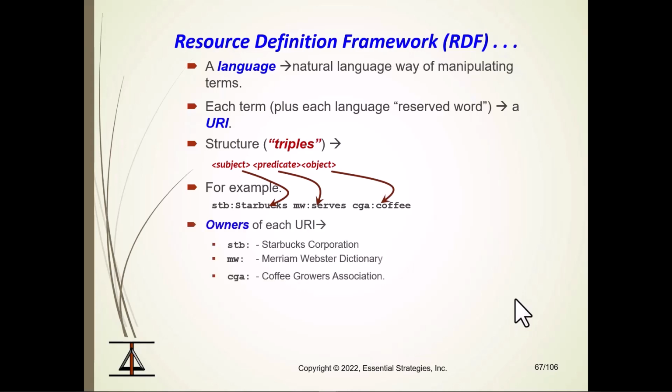Note that the owners of each of these URIs, the Q name, if you will, is STB for Starbucks Corporation, MW for Merriam-Webster Dictionary, CGA for the Coffee Growers Association. This, by the way, is made up.